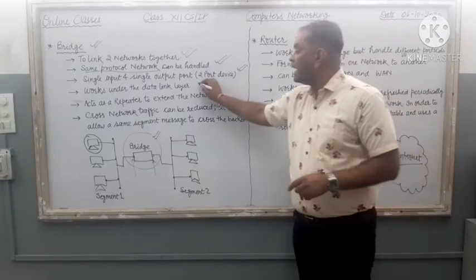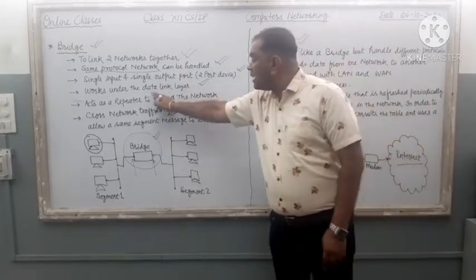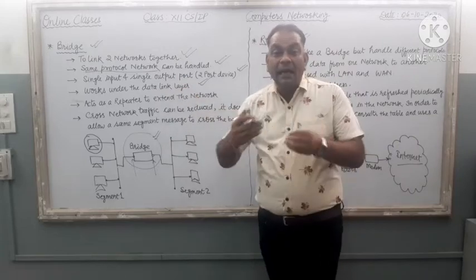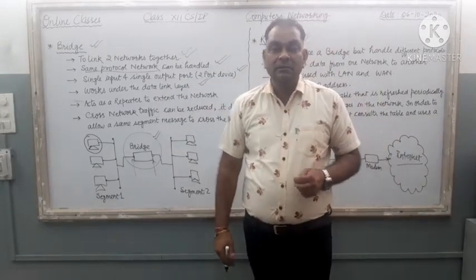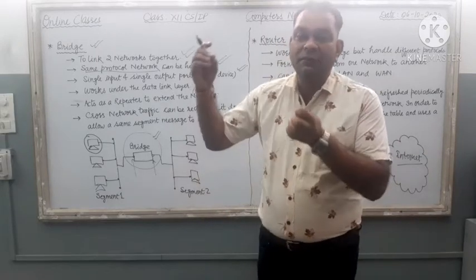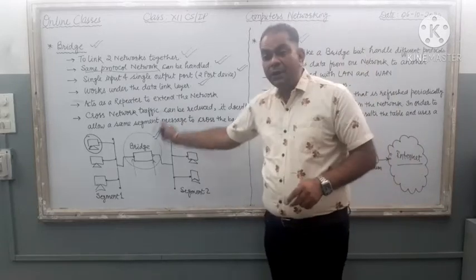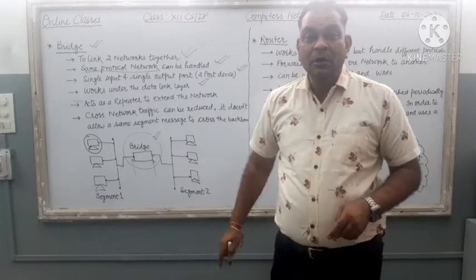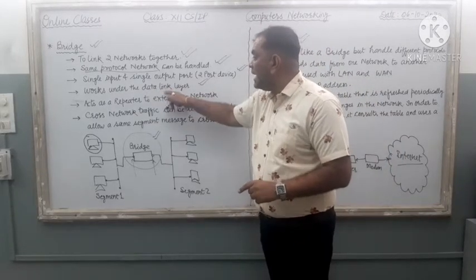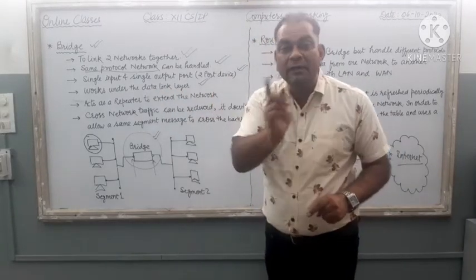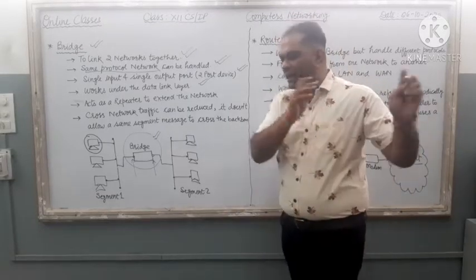Clear? Come to the third line. Bridge works under the data link layer. There are 7 different layers in networking. Data link layer, then the physical layer, different layers are there. Now here you can see a 1 mark MCQ. On which particular layer does bridge work? Bridge works on the data link layer of the OSI model of networking layers, right? We will discuss it later on.